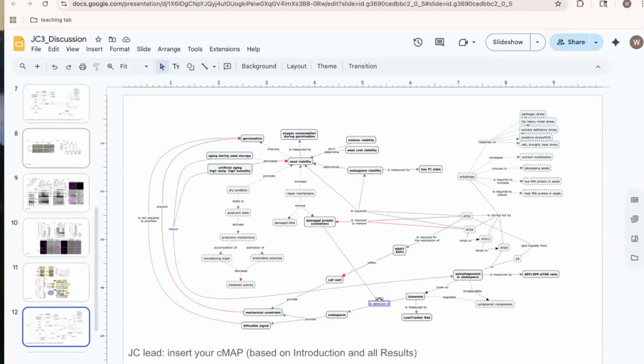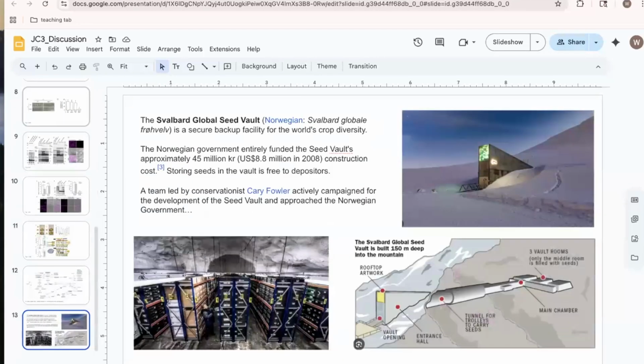Because this is a paper where they used high temperature and high humidity as a way of artificially aging the seeds, we also had a discussion about how the opposite of that is used for long-term seed storage, and why advocacy is important for science. So this is like the famous seed vault in Norway.